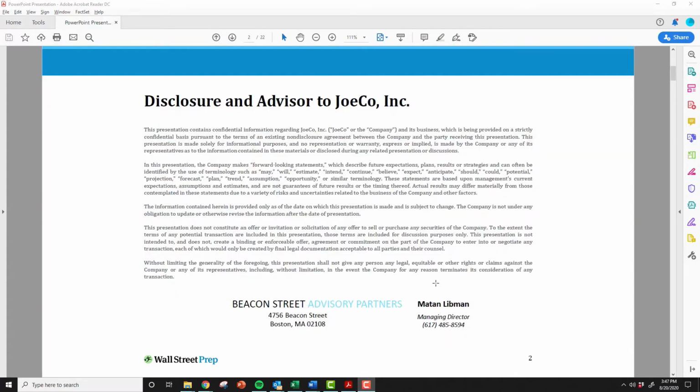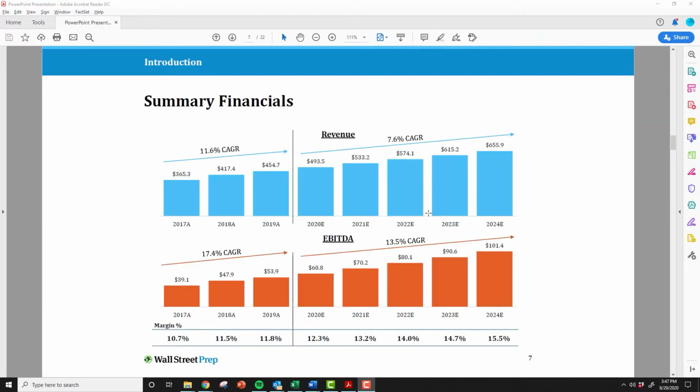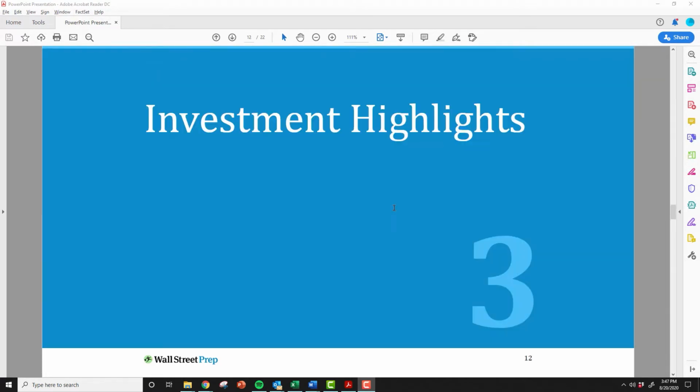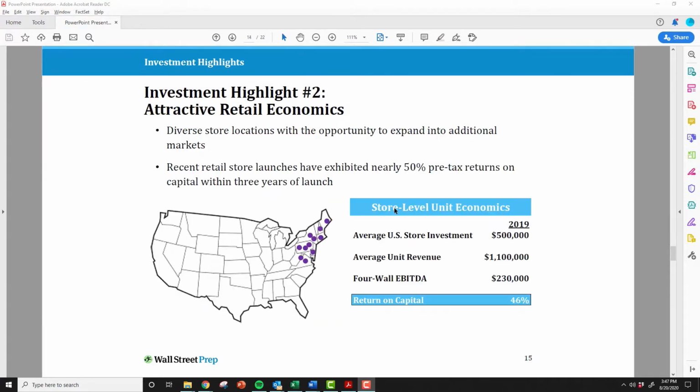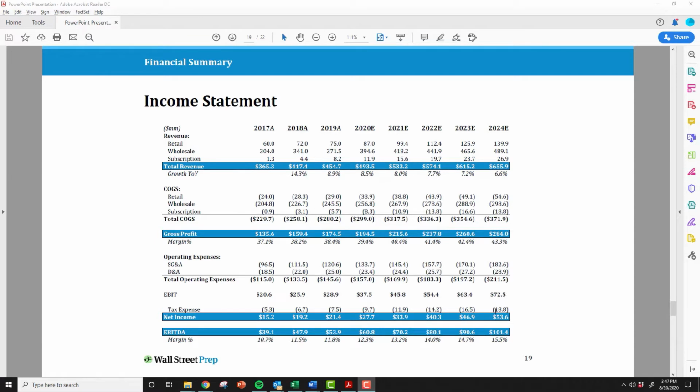Okay, so here's that SIM, right? And these documents can be anywhere from a short one. This is certainly on the shorter side as a representative SIM for our hypothetical company, Joco. They can get up to 90 pages and have more detail. But in terms of the financial level of data, this is what you should expect to see in a SIM, right?